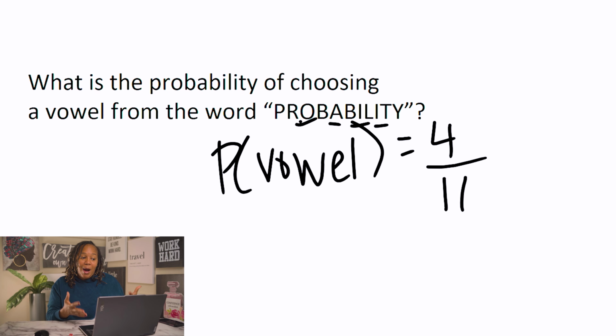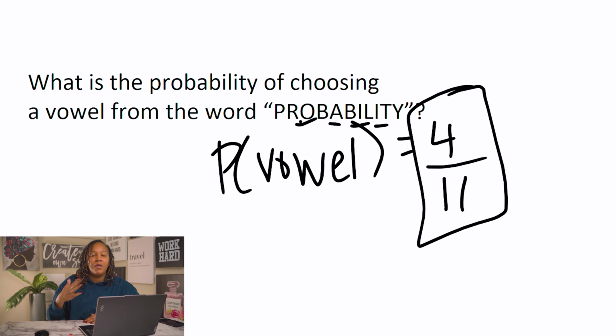So the probability of choosing a vowel from the word probability would be 4 out of 11. And that's all you would do. That's how you find the probability of a single event. You need to know how many ways you can get the event you're interested in, over how many total possible outcomes there are in whatever experiment you're doing, all right?